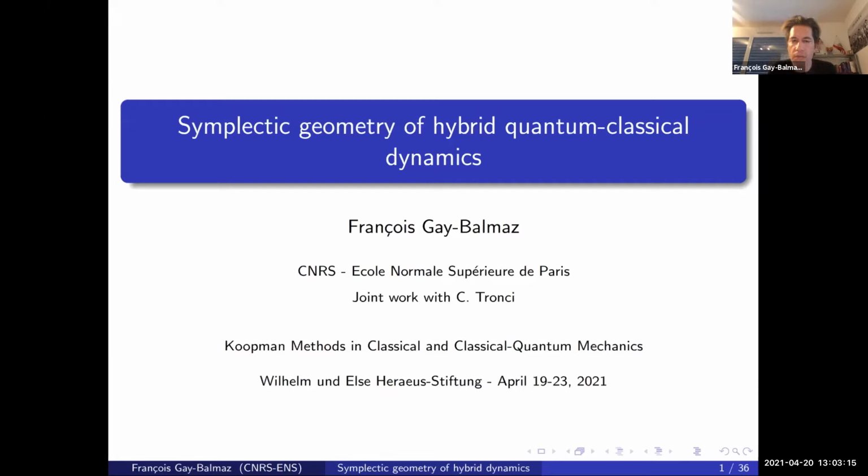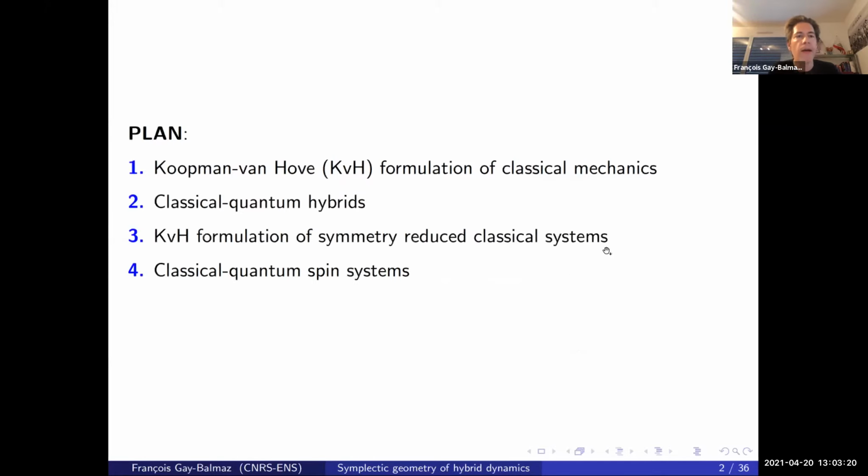So let me start by showing you the plan. I start with the Koopman-van Hove formulations that you have seen, but I will concentrate on geometric aspects. Then I will move on to the classical quantum hybrids that were discussed. Here also, I will concentrate on symplectic properties, unitary actions, etc. Then, in the third and fourth parts, I will show how one can use this to propose equations for classical quantum spin systems.